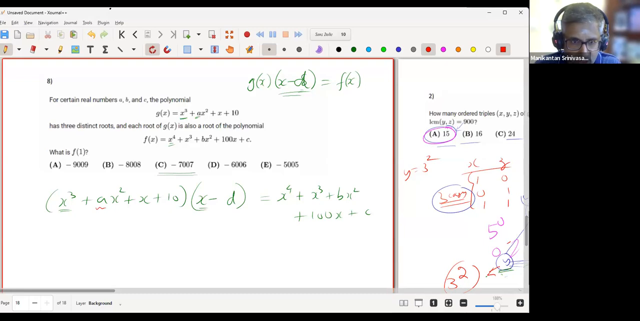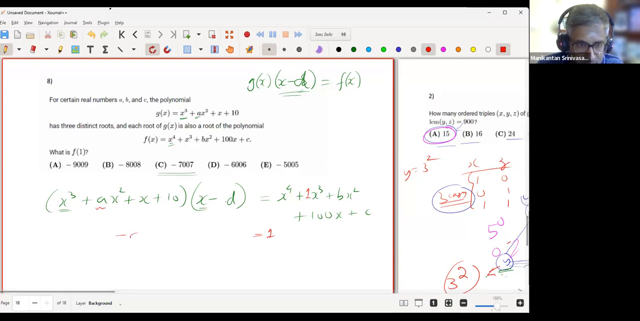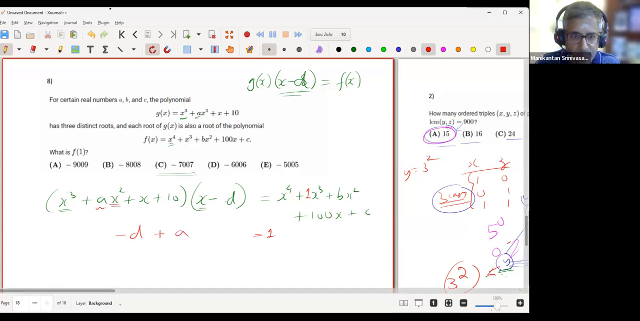X cube coefficient on the right hand side is 1. On the left hand side, the x cube coefficient is what? This x cubed multiplying the minus d, and this x square multiplying this x. So minus d plus a is 1. Okay, compare the x square coefficients. We have b on this side, and on the left hand side, the x square is got by this x square multiplying the minus d.